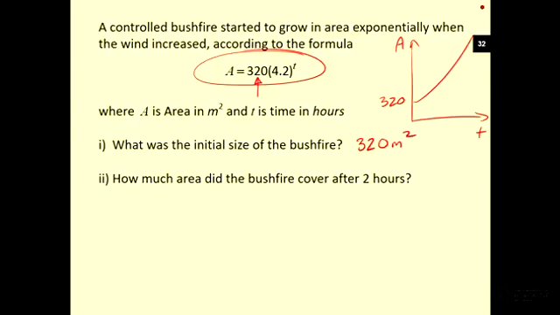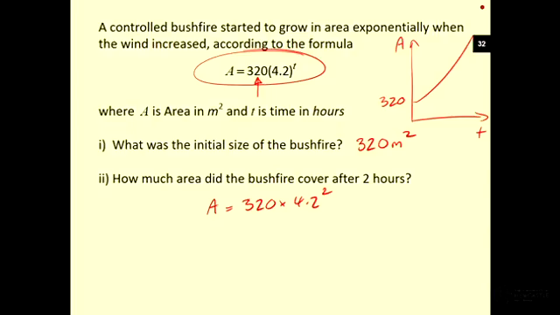Okay. So whereas if units aren't in the formula, give any answer with units in these applied things. How much area, in other words, what's A after 2 hours? I'm just going to check for traps. T is time in hours. Fine, it's just chucking in a 2. The area of a bushfire is 320 times 4.2 to the T in hours. Well, if we're talking 2 hours, 320 by 4.2 squared. That's all you're asking for.